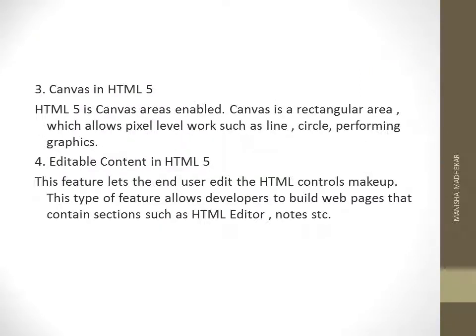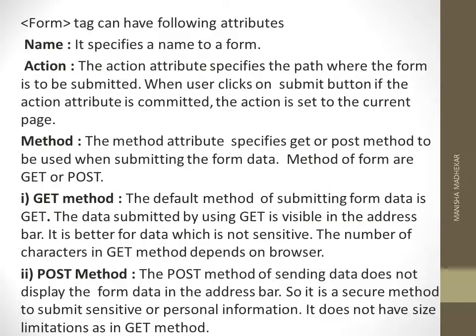Next is canvas in HTML5. HTML5 is canvas enabled. Canvas is a rectangular area which allows pixel level work such as line, circle, performing graphics, etc. Editable content in HTML5. This feature lets the end user edit the HTML controls markup. This type of feature allows developers to build web pages that contain sections such as HTML editor, notes, that we are going to study. Then the main thing in HTML5 is to take the input from the user.